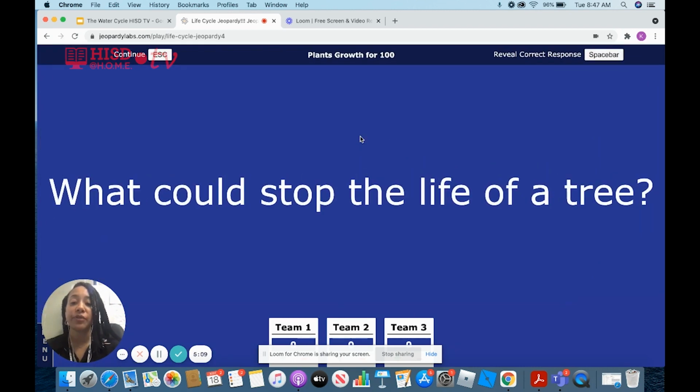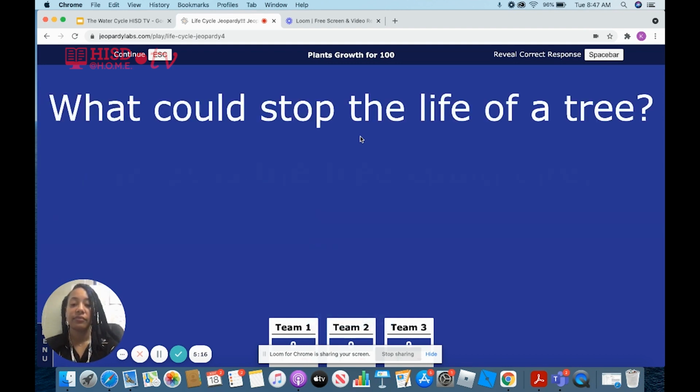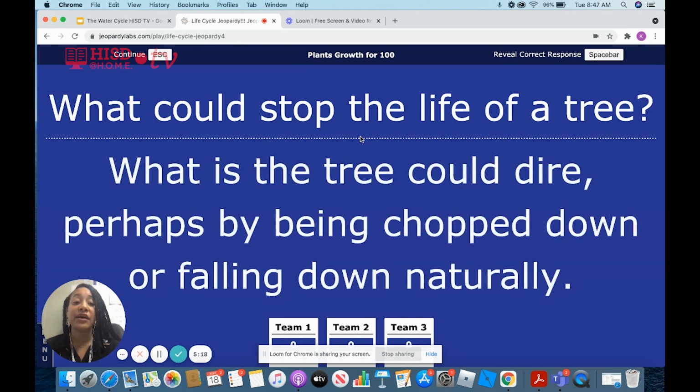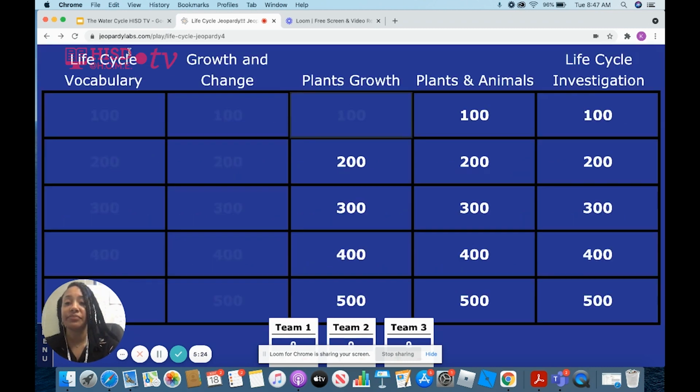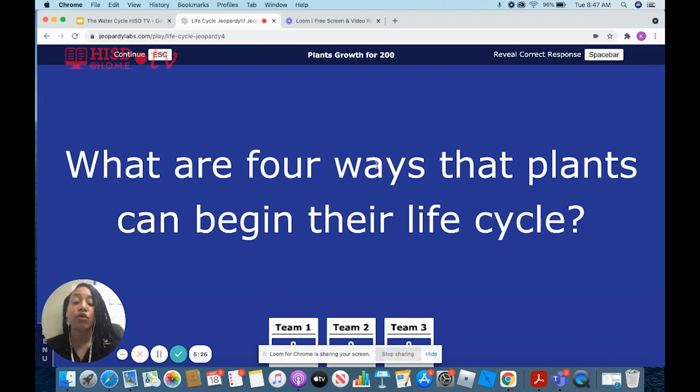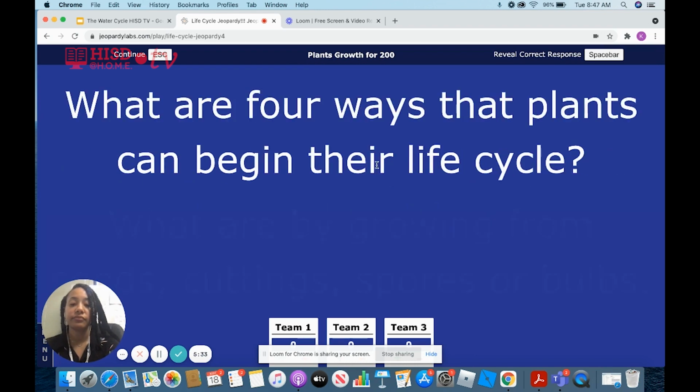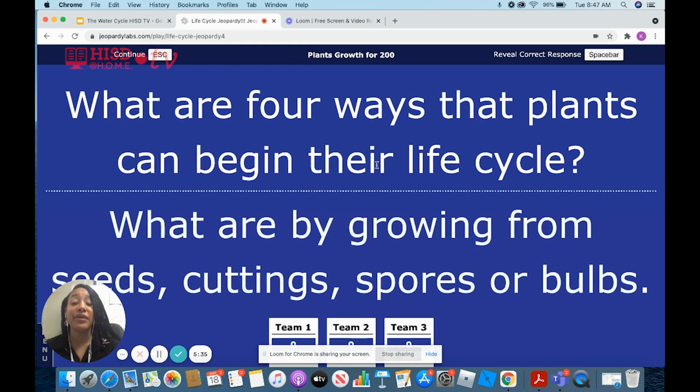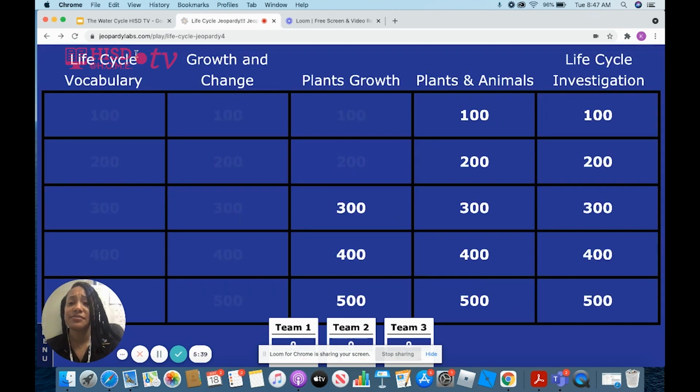Plant growth for 100. What could stop the life cycle of a tree? Yes. So what could happen is the tree could die, perhaps by being chopped down or falling down naturally. Plant growth for 200. What are the ways that plants can begin their life cycle? Right. So they begin their life cycle with seeds, spores, or buds.